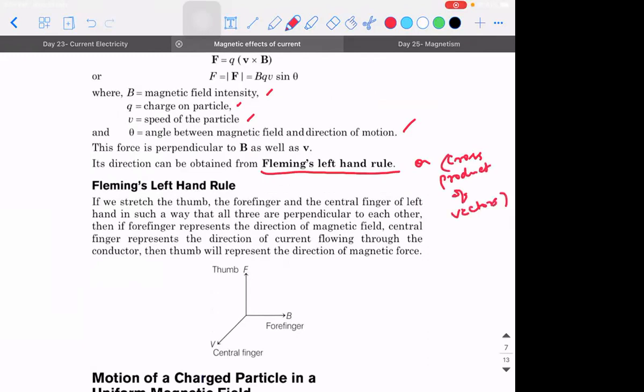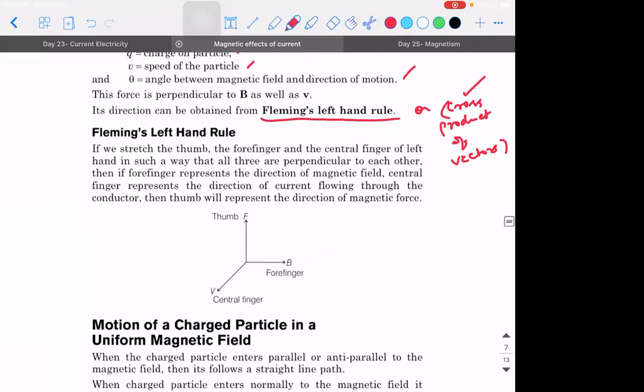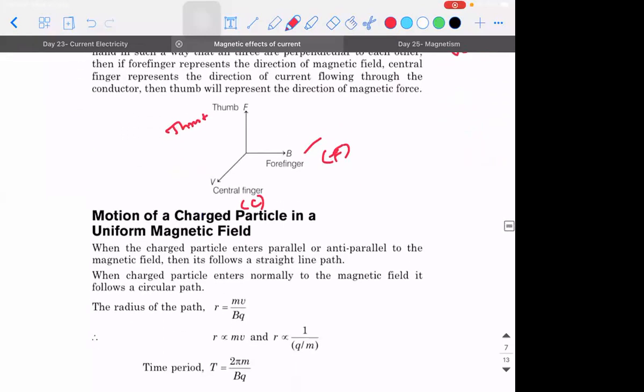So irrespective of any rule that is given, I would have always explained using the cross product of vectors, which I feel is easier and more accurate. Okay. So what does Fleming's left-hand rule actually state? When you extend the forefinger in the direction of field and central finger in the direction of current, then the thumb represents the direction of the force, thrust. Thumb represents thrust, forefinger represents field, and central finger represents current. So current means the direction in which the positive charge is moving. That is what they're trying to say. So the same Fleming's left-hand rule can also be used for a charge moving as well.